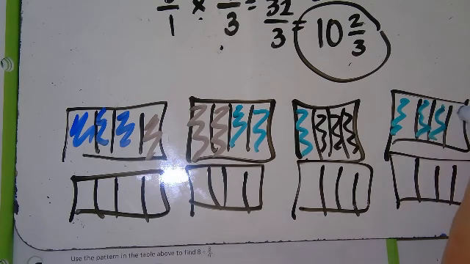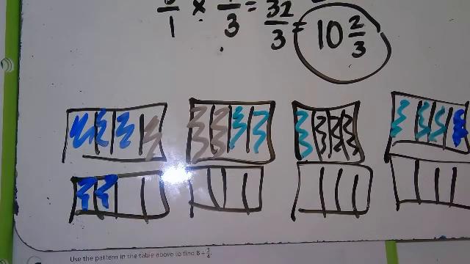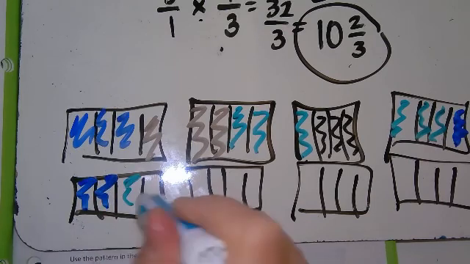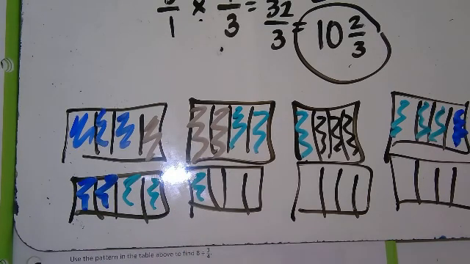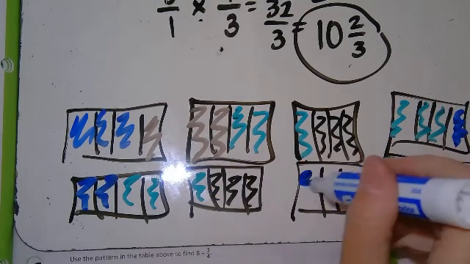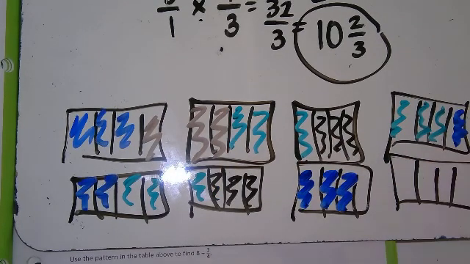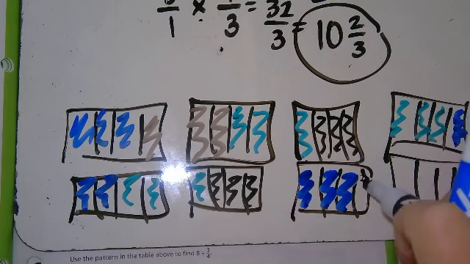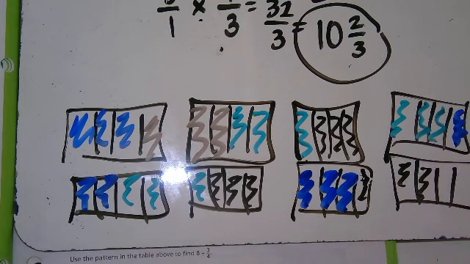5 servings. 6 servings. 7 servings, 8 servings, 9 servings, 10 servings, and 2/3 of another serving, right? It's not a whole serving, it's 2 of the 3 parts of that last serving. So 2/3 of another serving.